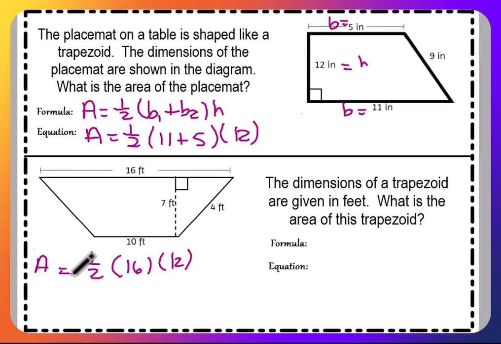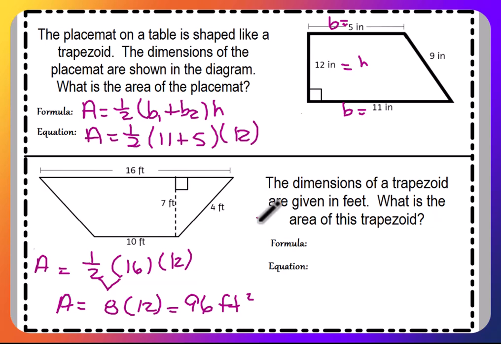Then we talked about how when you multiply by half, that's the same as dividing by 2. So if these are both even, pick one of them and divide by 2. I always like to start off with that. That way I don't forget about the 1/2 because it is easy to forget about it. So I'm going to take half of 16. That's going to be 8, and then I'm going to multiply that by 12, which is going to give you 96. So the area is 96 feet squared.